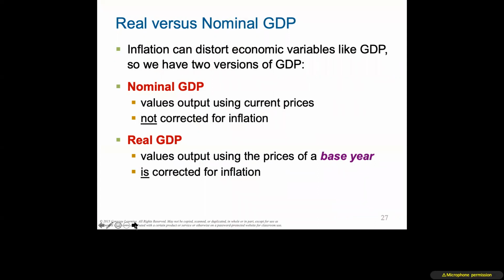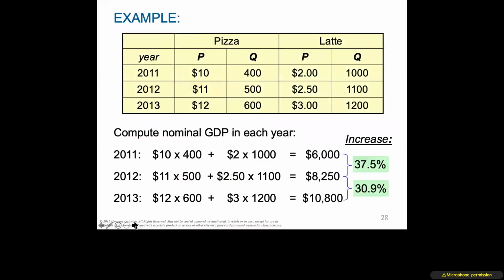Real GDP is the value of outputs using the prices of a base year. I'll show you what that means, but it is corrected for inflation. If we have pizzas and lattes and that's all you can get, you can literally calculate the GDP of this very simplistic economy using pizzas and lattes.